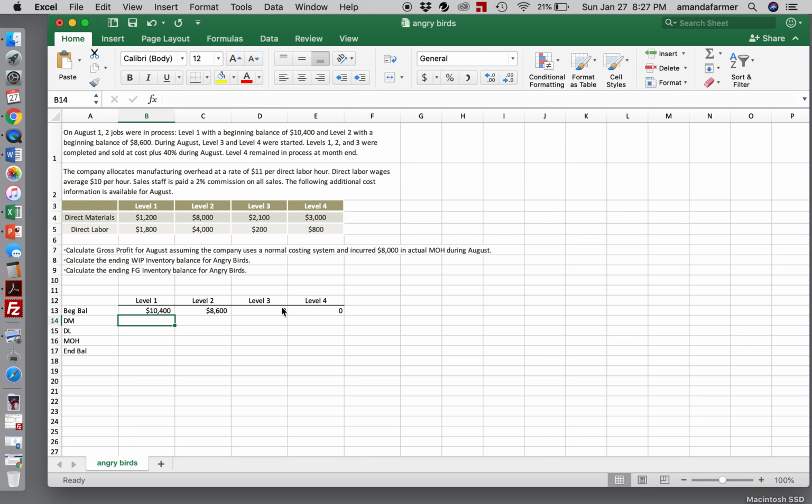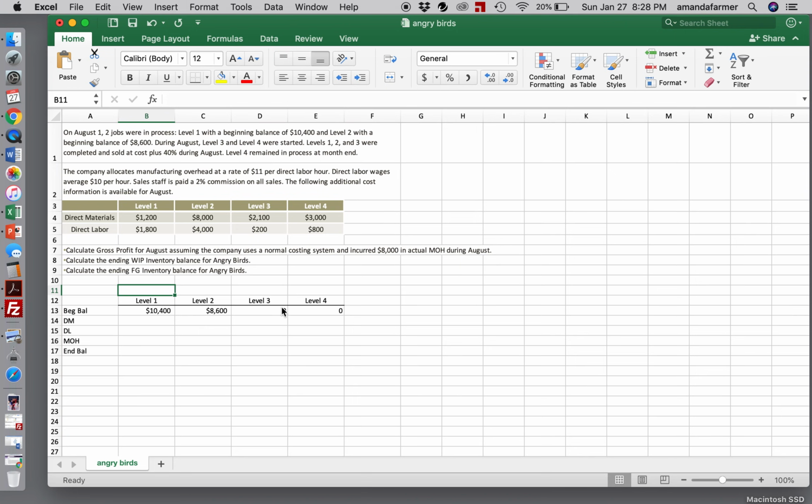It said Levels 1, 2, and 3 were completed and sold at cost plus 40% during August. Now, we're going to deal with the cost plus in just a second. But the one thing that I always like to do in these problems where there are multiple jobs is, above the job cost record for that particular job, write what I call the status of the job. That can either be WIP if I'm still working on it, finished goods if I finished it but not sold it, and then cost of goods sold if it's been finished and sold by the end of the period.